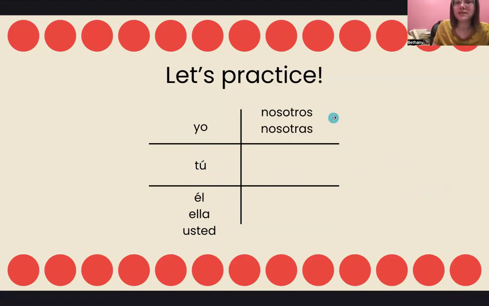And then nosotros. Oh, wait, I forgot to ask you. In this box goes nosotros, nosotras. Okay, let's see. What goes in this box? I'll give you a hint. It's the one from Spain. Vosotros, vosotras. And the last one. What goes in our last conjugation table box? Ellos, ellas, ustedes. You did it.